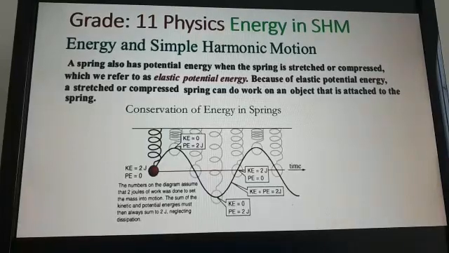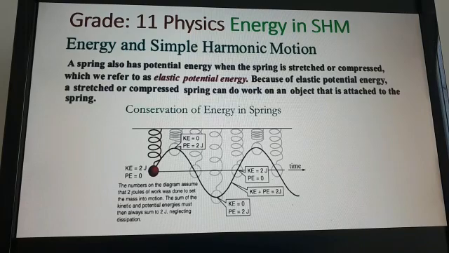Hi dear children, this is grade 11 physics, topic: energy in simple harmonic motion. In the last video we explained simple harmonic motion, the terms and definitions, and some equations also. I think all of you remember what oscillation or vibrating is.